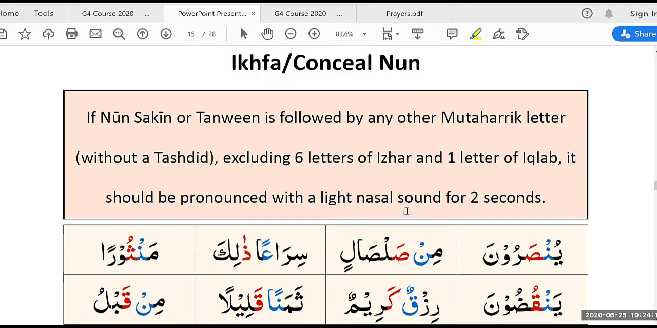So as you can see in this example here, we have Noon followed by Sod. And we know that Sod is not the letter of Iqlab, it's not the letter of Izhar, and it is not one of the letters of Idgham either. So we are going to do Ikhfa.